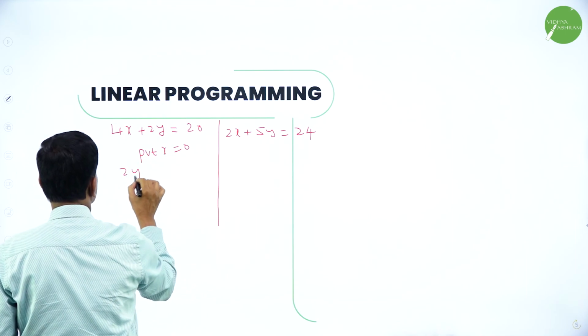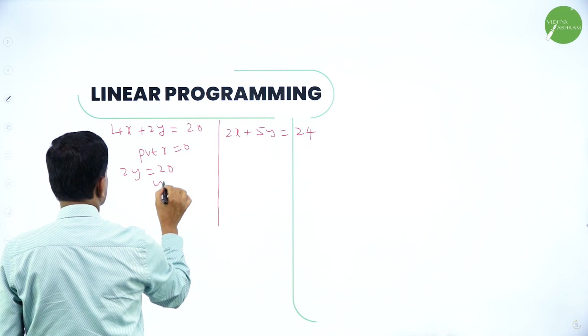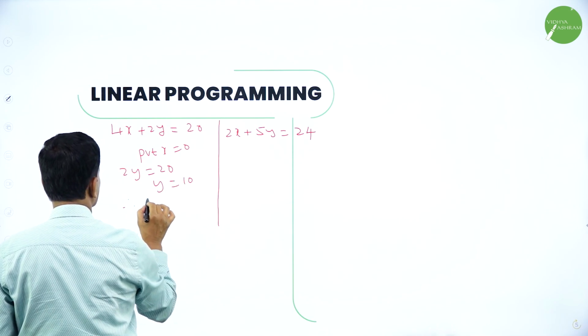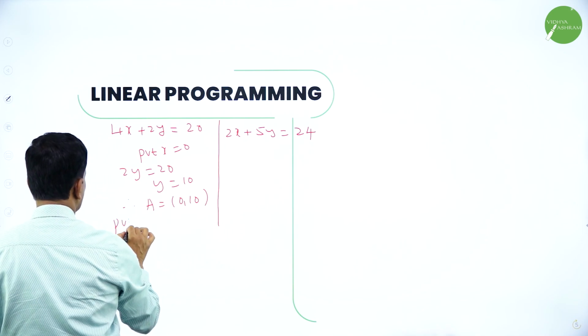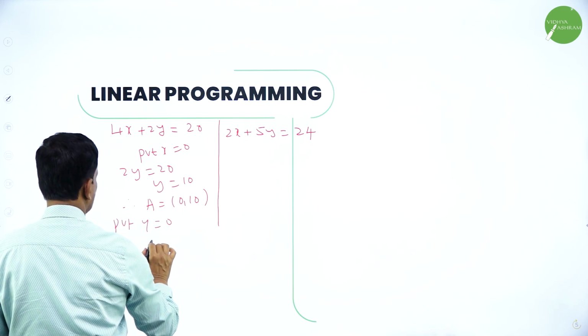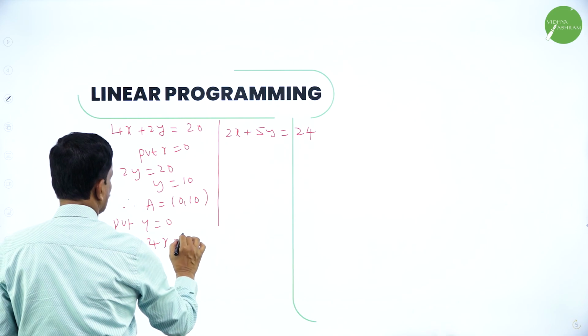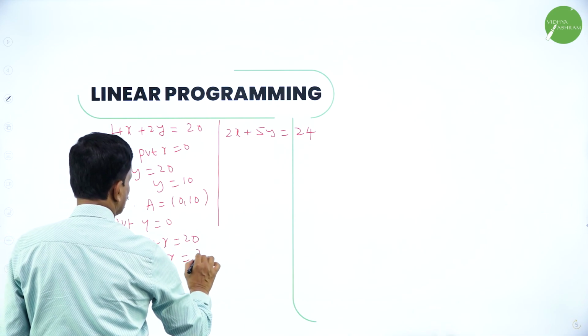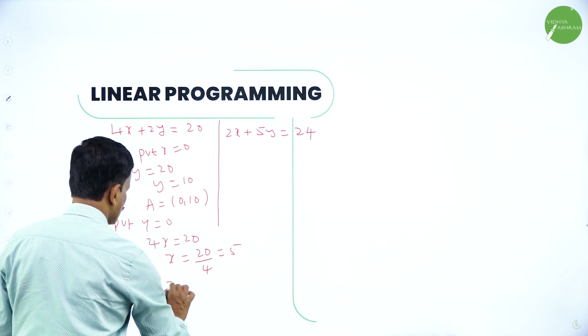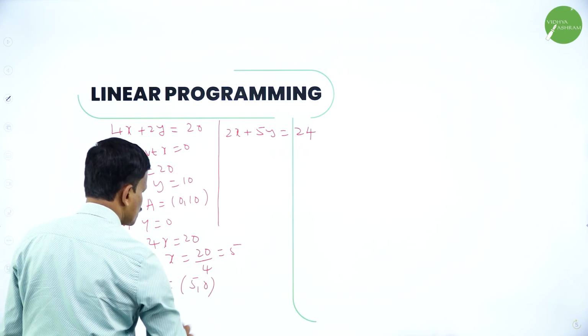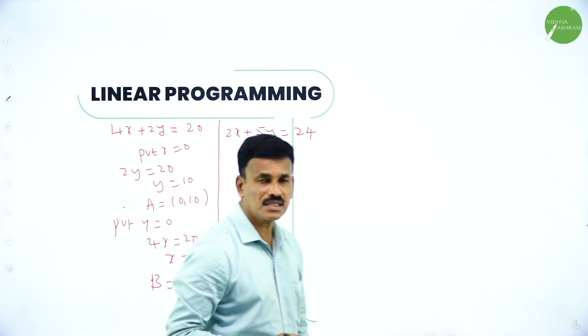Now simple, put x = 0. Then 2y = 20, y = 10. Therefore, the first point A is (0, 10). Similarly, put y = 0, 4x = 20, x = 20/4 = 5. Therefore, the point B is (5, 0).